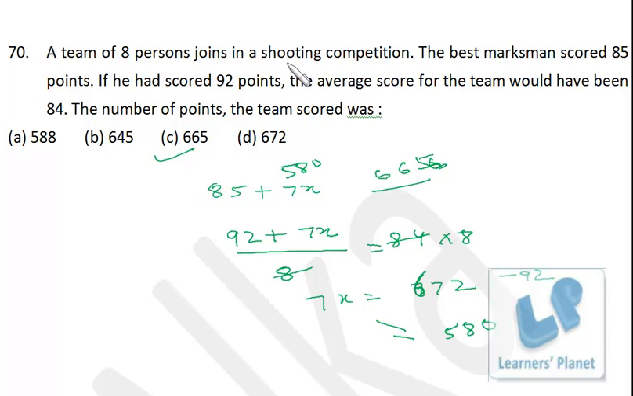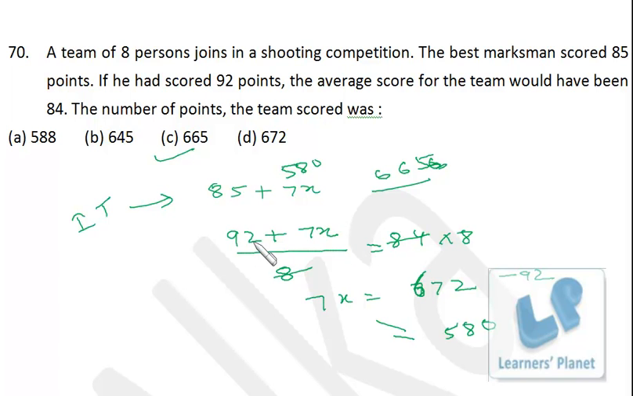I repeat. x is the average of the remaining 7 persons. The best marksman is scoring 85 points. So total of the remaining persons is 7x. So 7x plus 85 is the initial total, right? Initial, that means first case. Now instead of 85, if the best marksman is scoring 92 and the remaining persons are on average x only, so total is 7x.